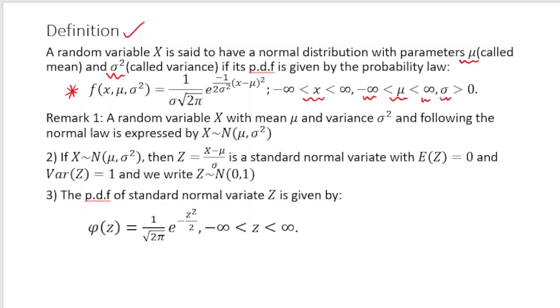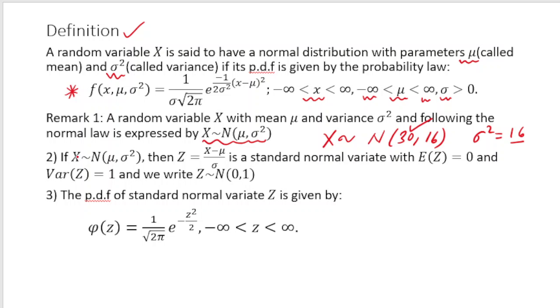The first remark that I want to make is that a random variable x with mean mu and variance sigma square and following the normal law is expressed as x follows the normal distribution with mean mu and variance sigma square. So suppose I write x follows the normal distribution with mean 30 and variance, suppose I say, 16, right? So here what is the mean? Mean will be considered to be 30 and variance, sigma square, is considered to be 16.